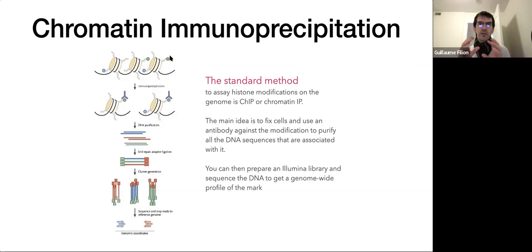Like, you fix the cells, you sonicate to separate these nucleosomes with their modification and their DNA. Then use an antibody as a fishing line, if you want, to go get the nucleosomes that have this modification, and they come with the DNA that's around the nucleosome. So after this, remove proteins, kill them all, and then get the DNA. That's super easy. We have kits for that.